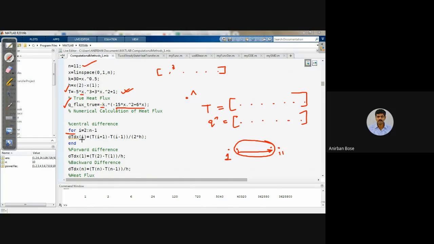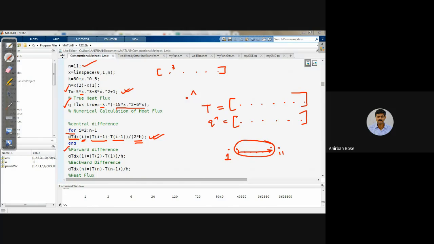For those, the dT/dx array that we are creating, corresponding to each element, is defined as T(i plus 1) minus T(i minus 1) divided by 2h, which is the central difference formula. So using the central difference formula on the temperature values of the neighboring grid points, you have defined dT/dx at each and every intermediate point.